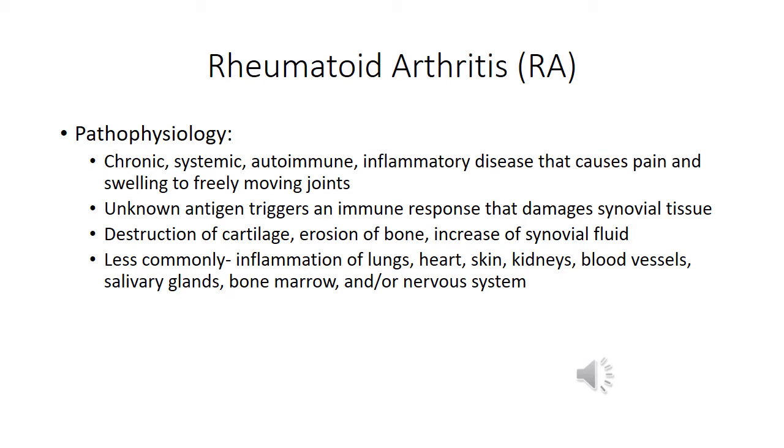Rheumatoid arthritis is a chronic, systemic, autoimmune inflammatory disease that causes pain and swelling to freely moving joints. It is caused by an unknown antigen that triggers an immune response that damages synovial tissue. It results in the destruction of cartilage, erosion of bone, and increase of synovial fluid. Although less common, the patient can experience inflammation of the lungs, heart, skin, kidneys, blood vessels, salivary glands, bone marrow, and/or nervous system.